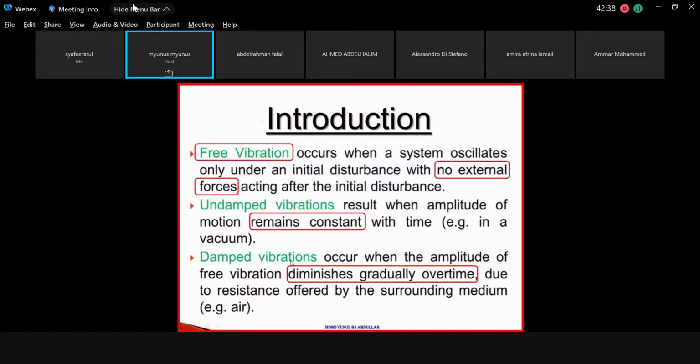The damped vibration here is basically when you put something on the system, and the device, or whatever you put on the system, will be absorbing the energy. By absorbing energy, it diminishes or reduces the vibration amplitude. It becomes smaller and smaller, then will stop. Comparing to the free vibration, this one you have to put an additional parameter or additional device on the system.